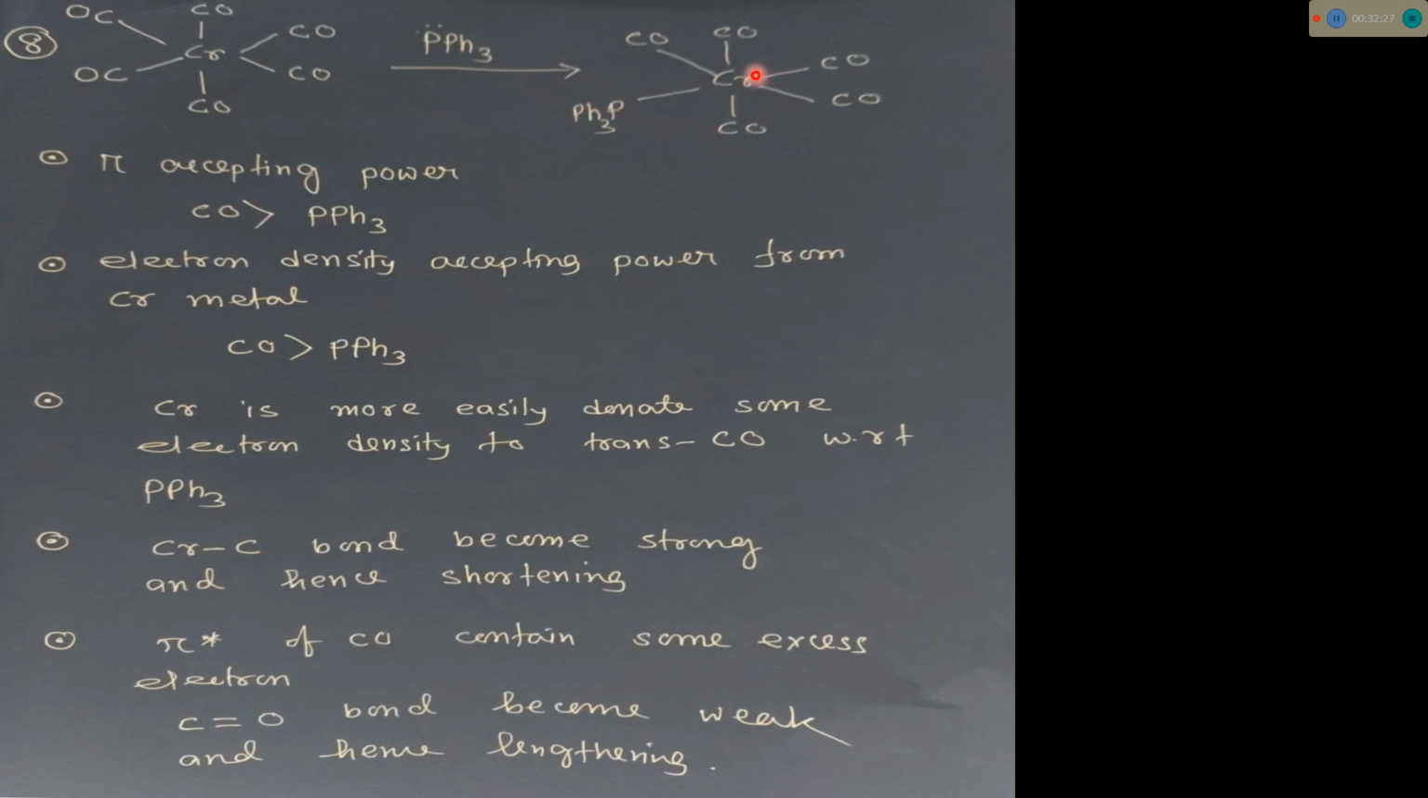So in that case, this chromium-C bond becomes weaker or longer, and since the electron donating power of this chromium metal becomes low, the donation from chromium metal to the pi star orbital of CO becomes low. That's why the CO bond becomes stronger, the carbonyl bond becomes shorter, and the stretching frequency becomes more if we use NO plus in place of PPh3. So just the opposite phenomena will happen in that case.